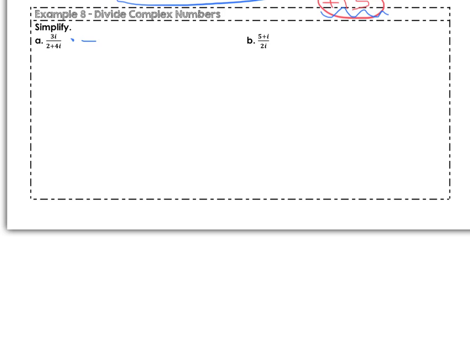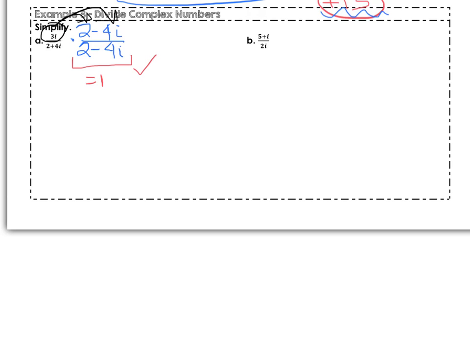So we need to multiply it by something that'll get rid of the 2 plus 4i on the bottom, and that'll be its conjugate. So I'm going to multiply both the top and the bottom by its conjugate. Notice that a number over itself is equal to 1. That's why this is allowed. So on the top, I must distribute this 3i into this binomial here. If it was a binomial times a binomial, I would need to FOIL.